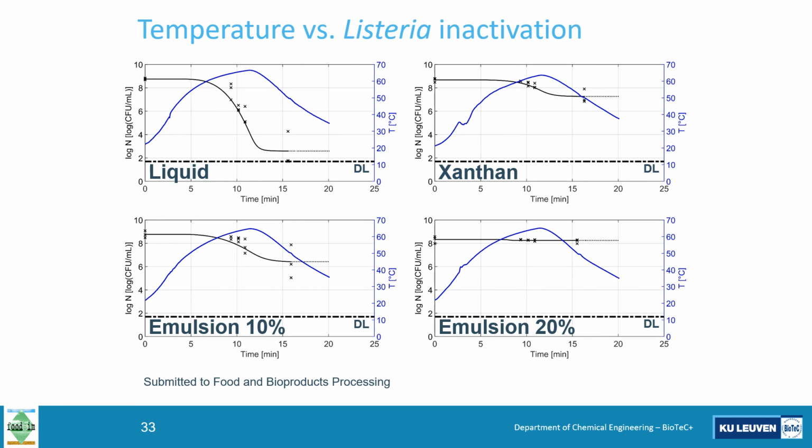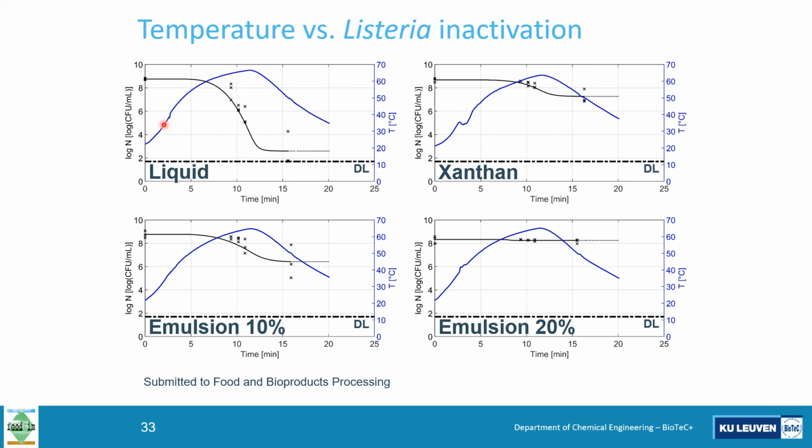Something to illustrate this, these are results which are now submitted to a journal, Food and Bioproducts Processing. Here we see Listeria inactivation in the different model systems, which I showed before. So in blue, always the temperature evolution, in black, the modeled inactivation of Listeria based on these crosses here, which are sampling points.